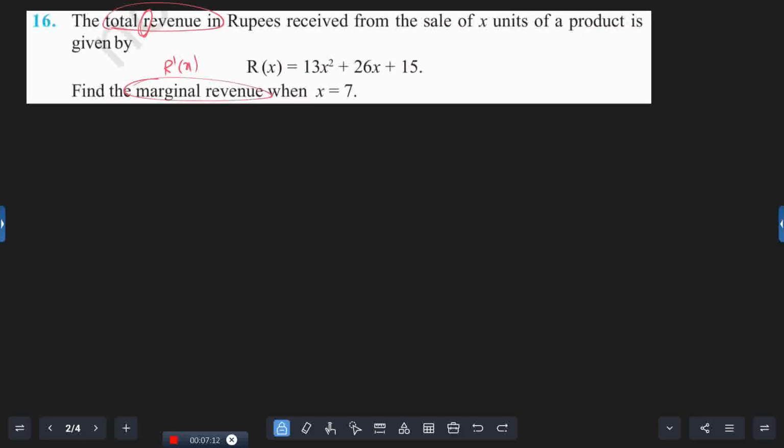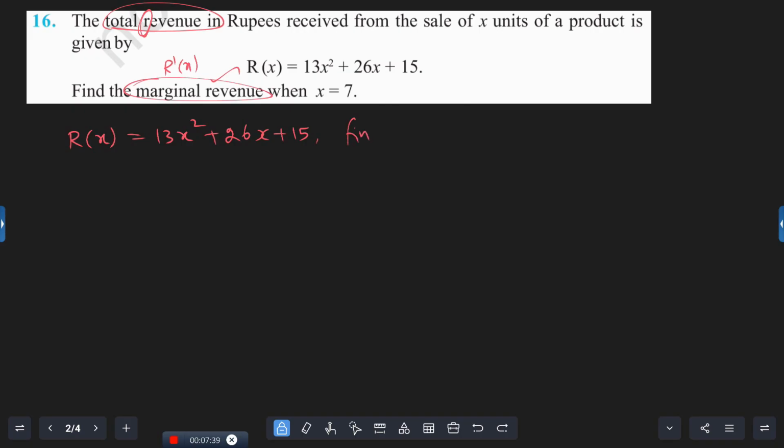So the thing is what? Revenue, cost: the word alone is changing. Whatever is given, we have to differentiate. Understand? Revenue or total cost, whatever is given in both, you have to differentiate the given function. Okay. So that R of X is equal to 13x square plus 26x plus 15. So we have to find marginal revenue, meaning R dash of X we have to find.